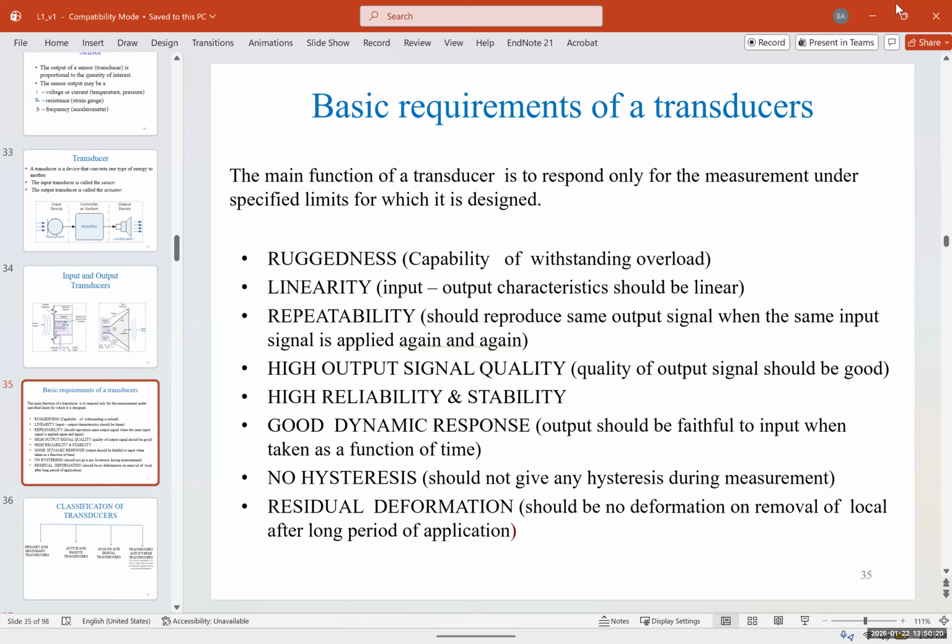You can hand this around and look at them. This mainly determines the price. That's the reason we have a $10 microphone and $2,000 microphones, depending on the quality, the wire inside, the magnet, diaphragm, all of that. Again, we have high reliability and stability. We don't want it to last a week. Good dynamic response. And this high reliability and stability and ruggedness is very important.